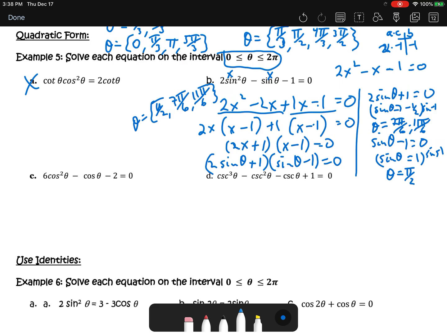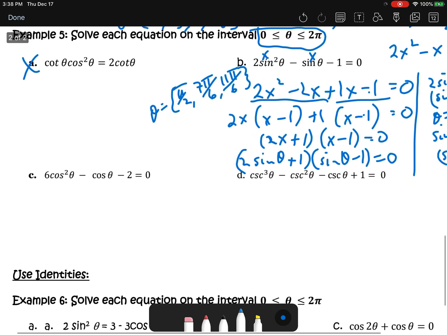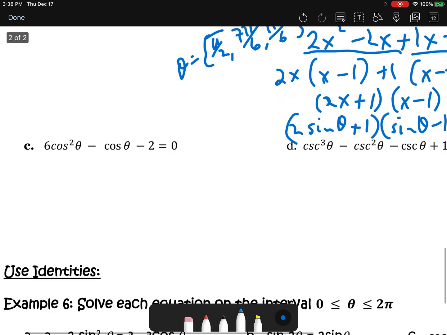Okay, so similarly, you can do the same thing on c. Again, a is not 1, a is 6. So if we're going to split the middle term, a times c has got to add up to b. B's negative 1 here. A times c is 6 times negative 2, which is negative 12. So I need two numbers that multiply to negative 12 but add up to negative 1. Well, that's negative 4 and positive 3.